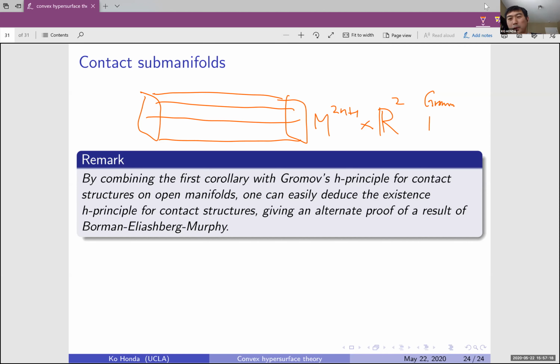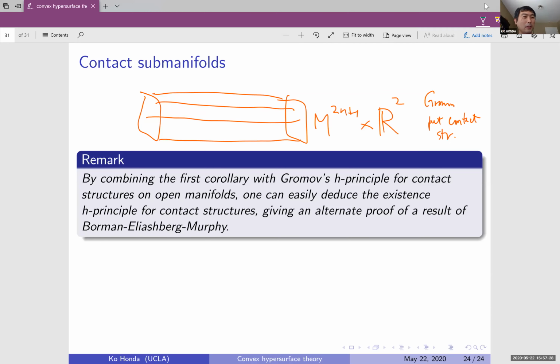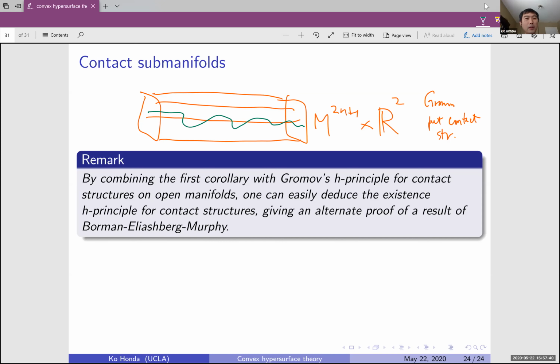homotopic to the almost contact structure. And now all you have to do is look for a contact submanifold which is homotopic to the original one. So you just find something like this, and that one's contact. So this immediately gives you an existence h-principle for contact structures. So I think that's it for today. I'm done. Thank you for coming.